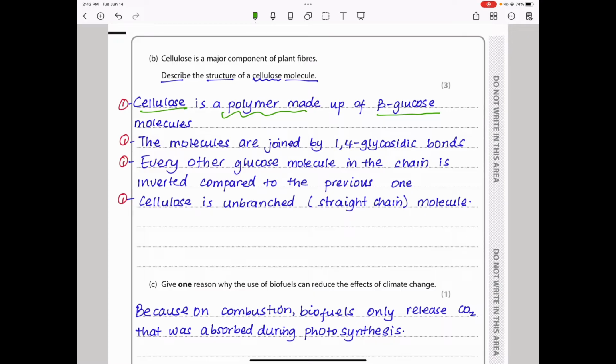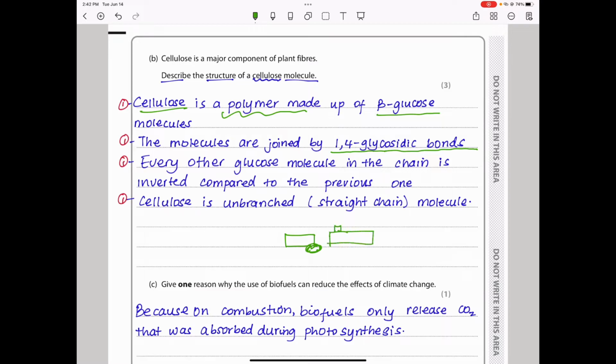These molecules are joined by only 1,4 glycosidic bonds. So this is a keyword as well. And then every glucose molecule in the chain is inverted. So if one is like this, the other is going to be inverted in the other direction. This part is not going to be facing down. It's going to be facing up like that.